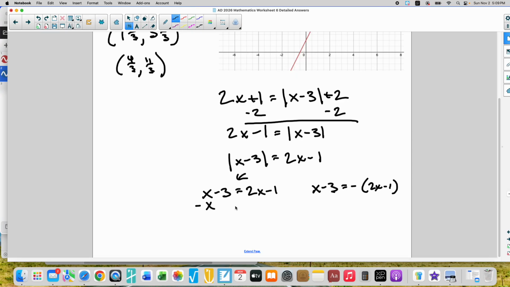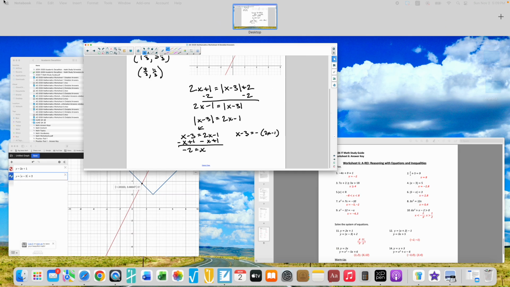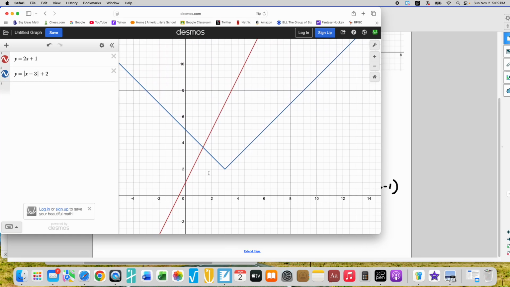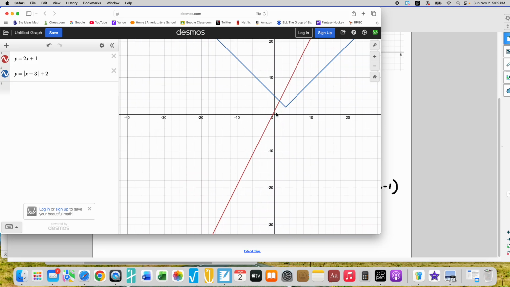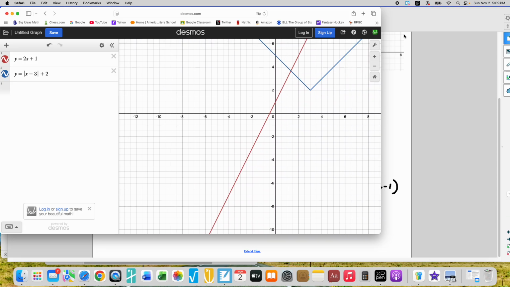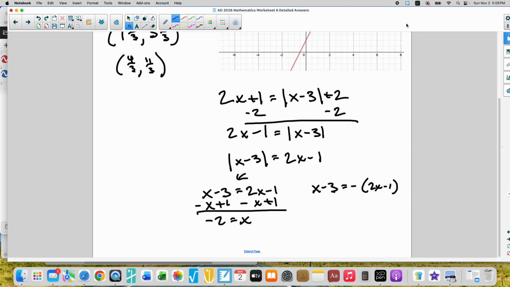So let's move the variables. Let's move the constants. You get negative 2 equals x. That doesn't work. That's very interesting. Oh, did I miss a point? I think I missed a point. I forgot that it'll intersect somewhere else up there. No, those don't intersect. No, it's just one point. Okay, let me see. I get x equals 2. Let's do this: x minus 3 equals negative 2x plus 1. Move the variables. Move the constant.